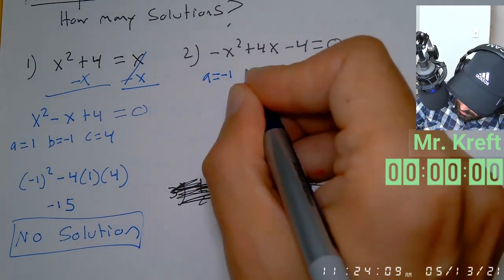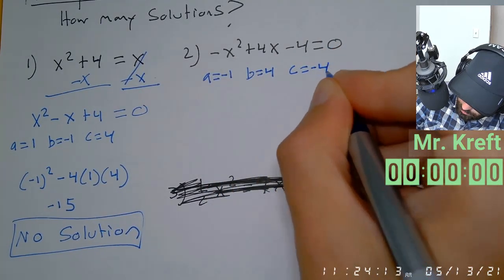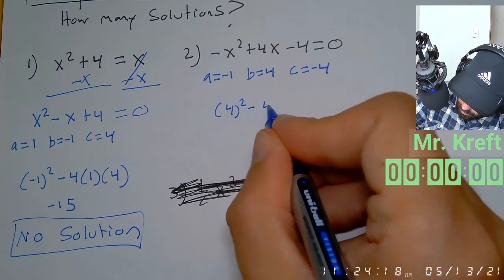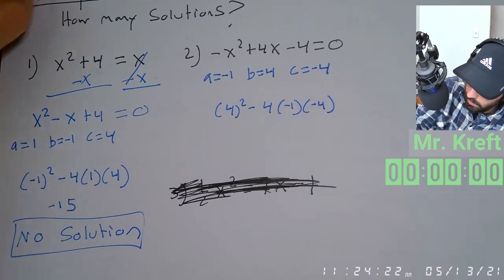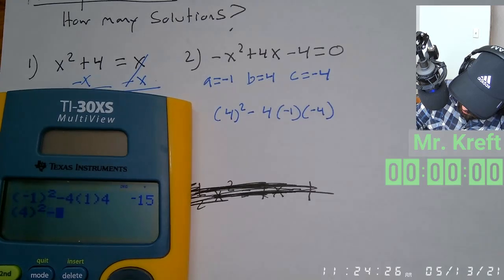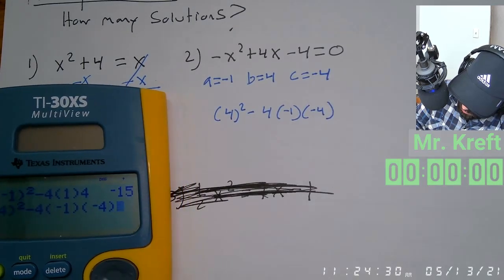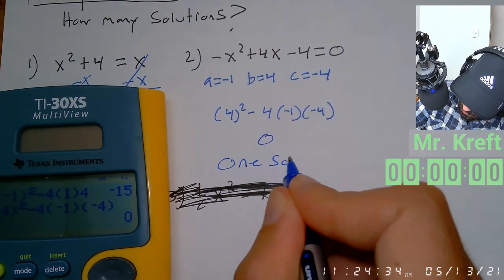The last one, it's already in standard form. I get a equals -1, b equals 4, c equals -4. So that's b squared minus 4 times a times c. I type that into my calculator. I get 4 squared minus 4 times -1 times -4. I get 0, so that is one solution.